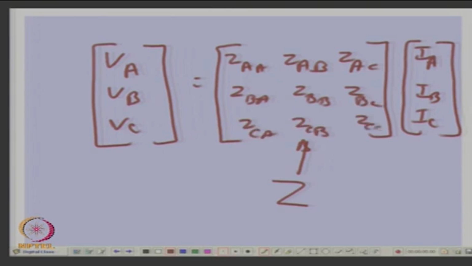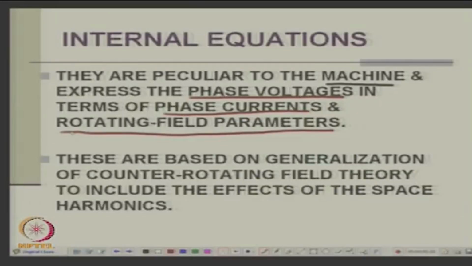If it is a 3 phase machine it will be this, but if it is an M phase machine you can have similarly an M into M matrix, M currents and M voltages, right. So, let us say can we evolve into this, right. Now, therefore, these are also called rotating field parameters. Okay. Now, these are based on generalization of counter rotating field theory.